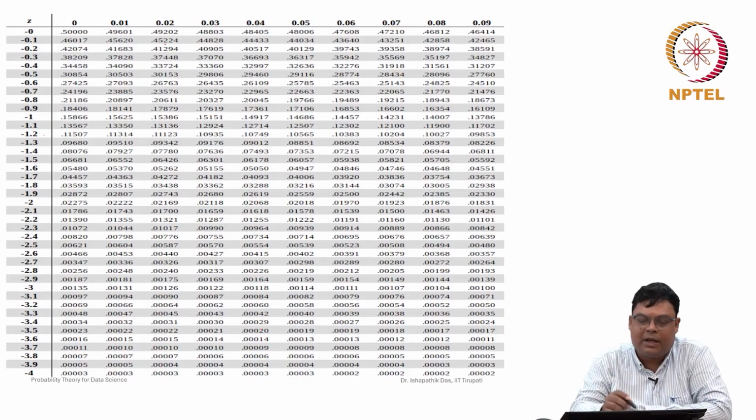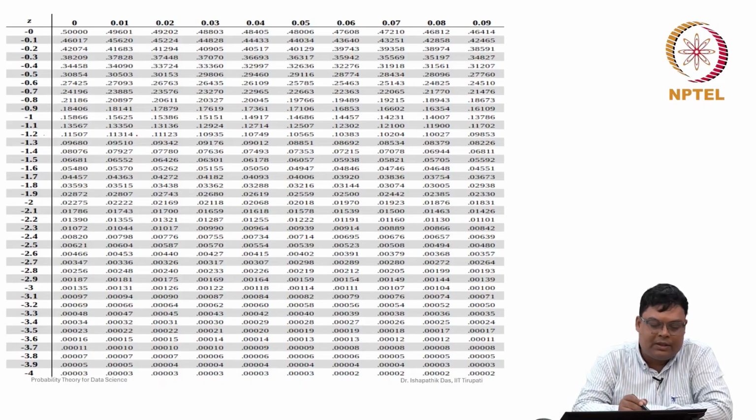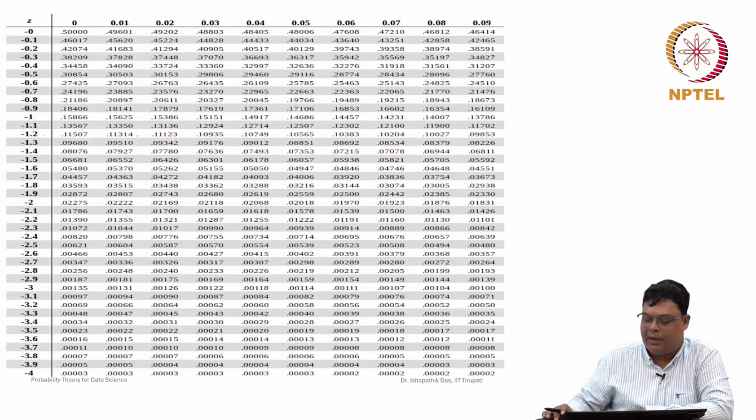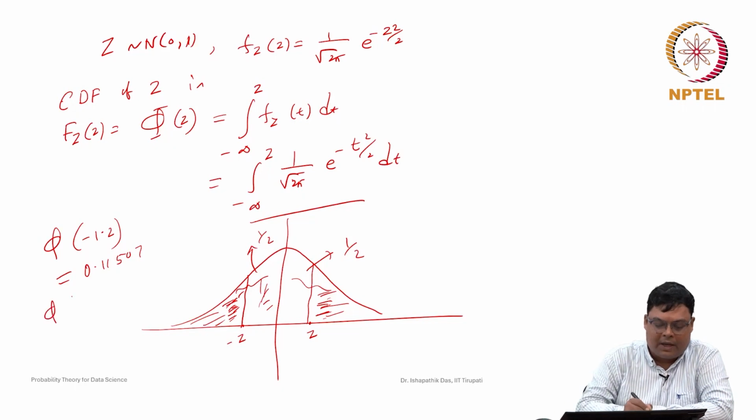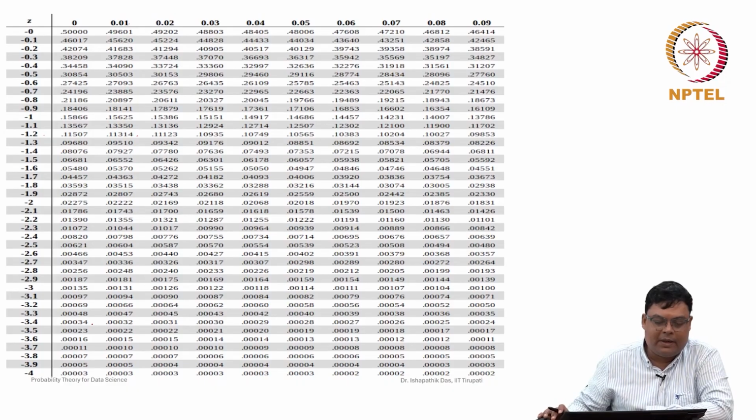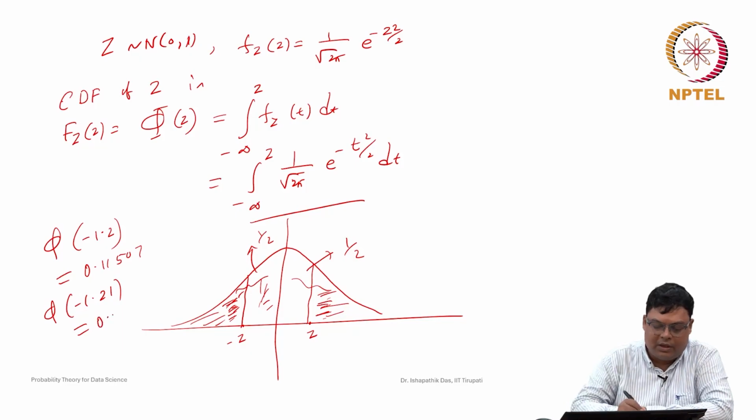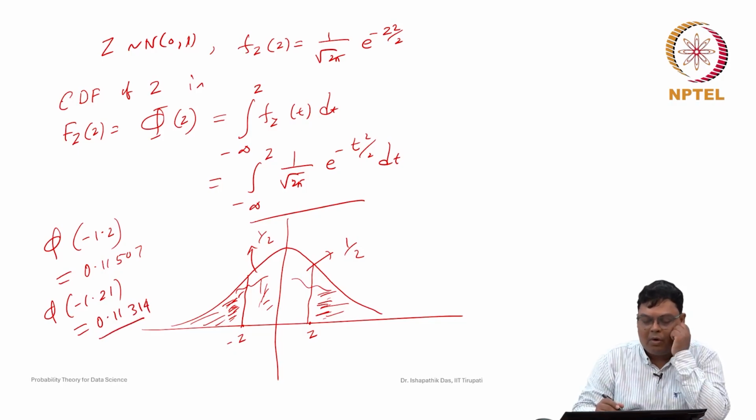Not only that, these probabilities are given up to 2 decimal places. Like minus 1.21, you can see in this column minus 1.21, and the probability is 0.11314. So, phi of minus 1.21, with the second decimal place, is 0.11314. In this way we can find any probability.